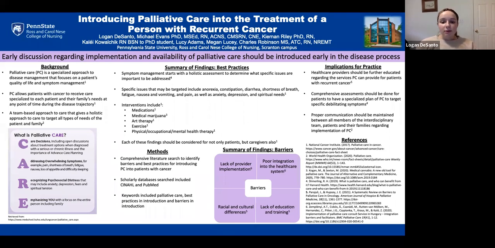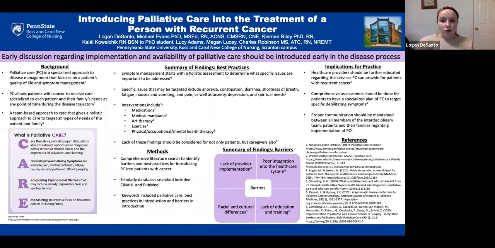So our barriers included a lack of provider implementation. This could be due to a number of reasons, including the lack of specialists or even financial reasons as well. Poor integration into the healthcare system. This can be from lack of education or, again, some of those financial concerns as well. Lack of education and training for patients, caregivers, and even providers or other members of the interdisciplinary team, including nurses, physical and occupational therapists as well.